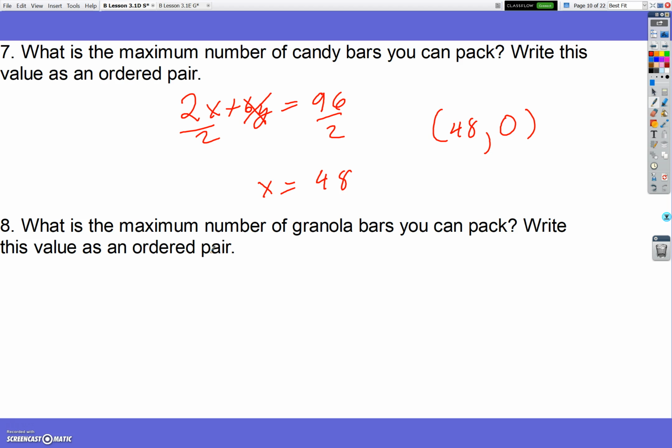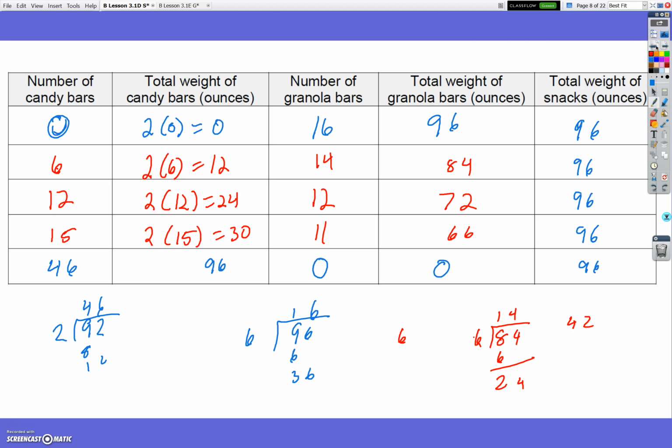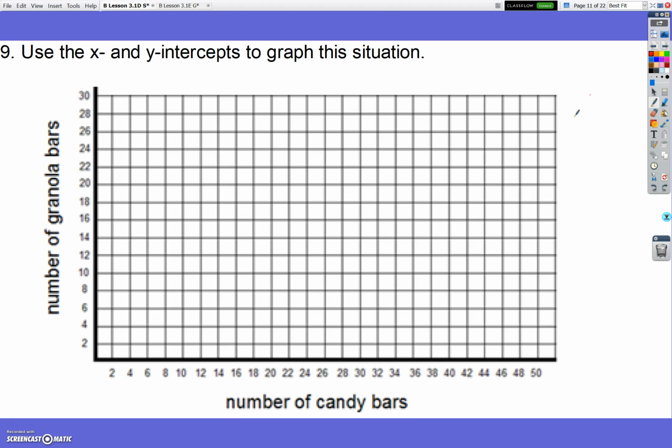And I can also do this: what is the maximum number of granola bars? So if I look at my equation, if I brought 0 candy bars, how many granola bars could I bring? Well, if I divide both sides by 6, I would get y is equal to 16. Let's make sure I got that right. So 16, yes. Okay, so writing that as a point, if I bring 0 candy bars, I would have 16 granola bars. So I want us to graph some of these points. So I could have 16 granola bars and 48 candy bars.